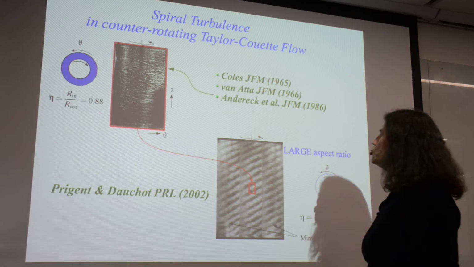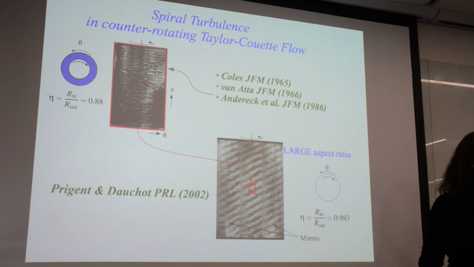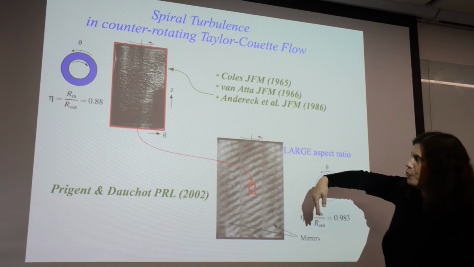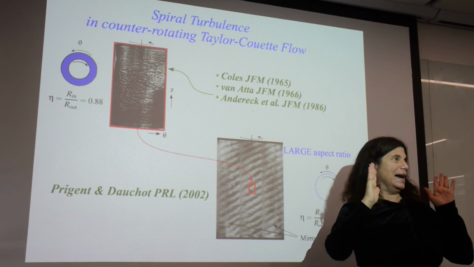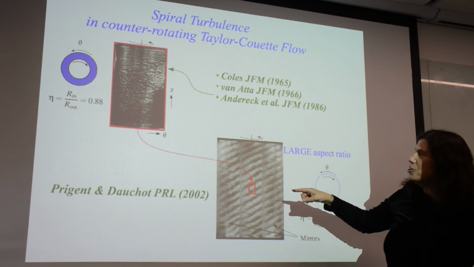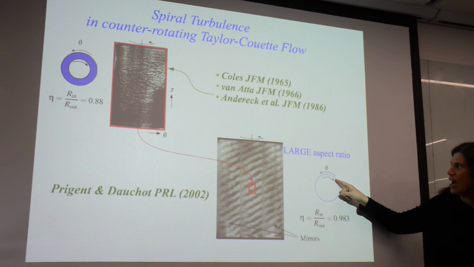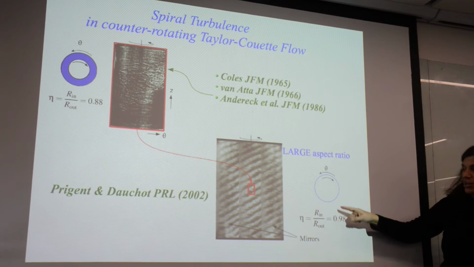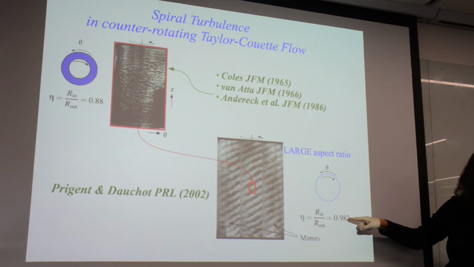So what did Prigent and Dauchot do? They did Taylor-Couette. This is the whole circumference. There are mirrors here that permit you to see the back. Not here. Here you're just seeing the front, but here you're seeing all three of them. And this is actually realistic. They did a much higher aspect ratio, 0.983.